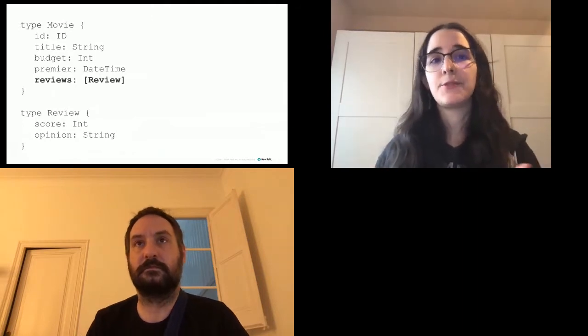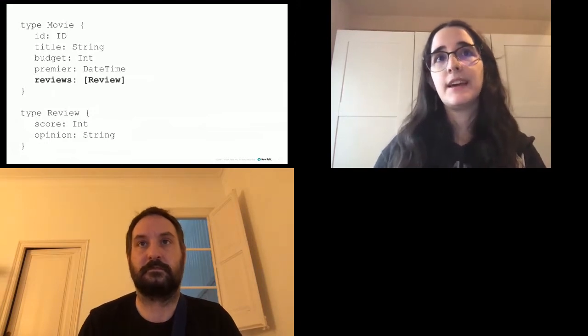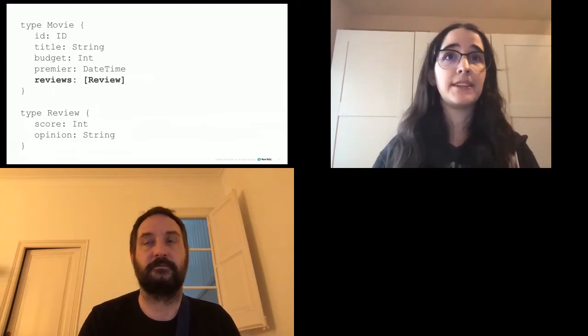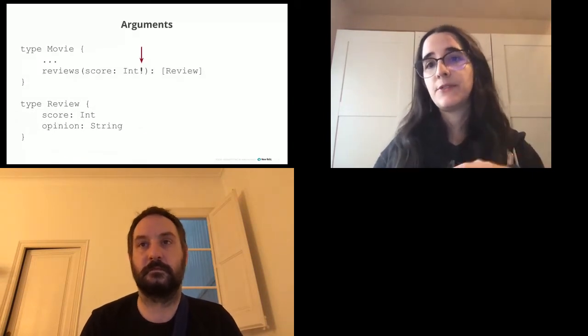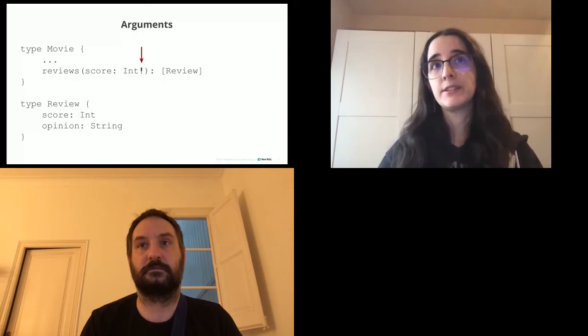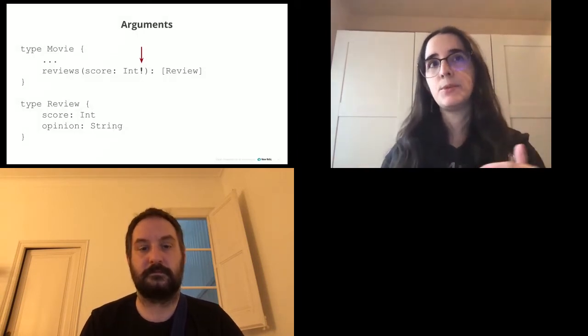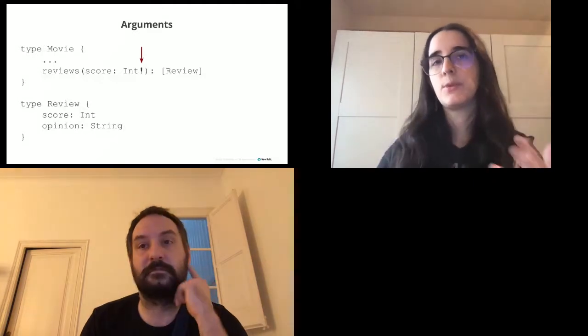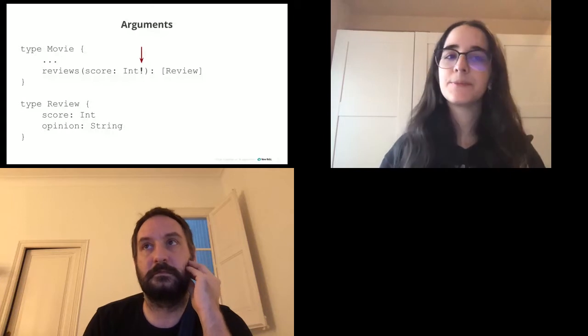Another cool thing GraphQL provides is that fields can accept arguments, like score here. And these arguments can be marked as mandatory in the schema by adding an exclamation mark next to them. So if that argument is missing, the schema validation will reject the request. This means that we can only provide the reviews field if you also provide the score that you want as an input. Something we probably don't want, but it's just for the sake of showing you this.